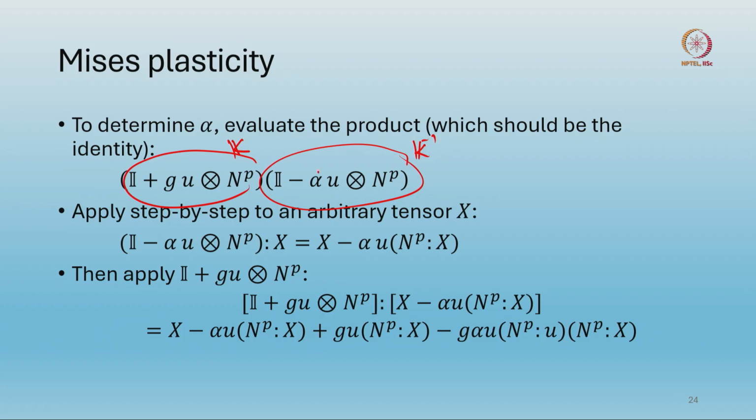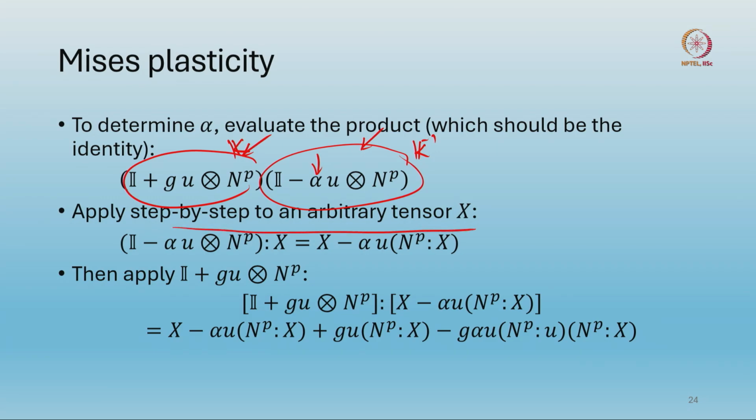So alpha must be found in such a way that this whole product becomes an identity. Let us apply it step by step. This product has two operations. First you operate on a vector or a tensor with this, and then you operate on the result with this. This is how you operate the whole thing. So apply step by step to an arbitrary tensor x.